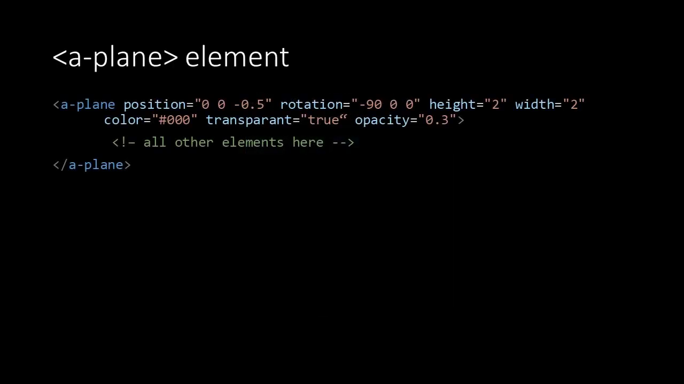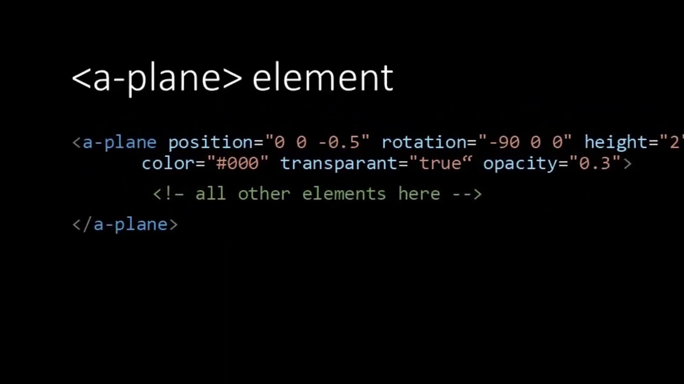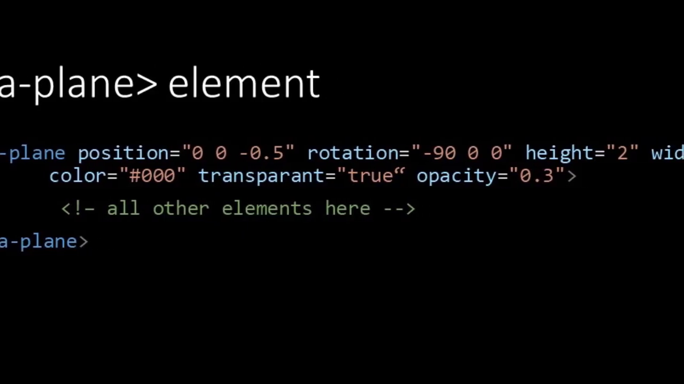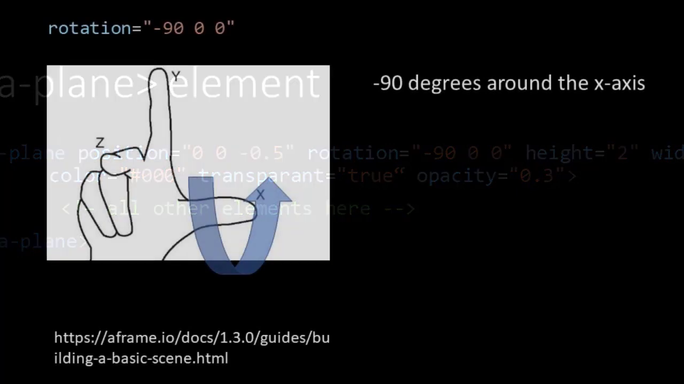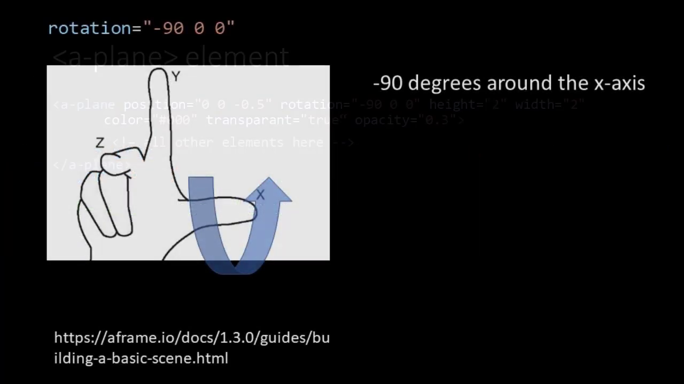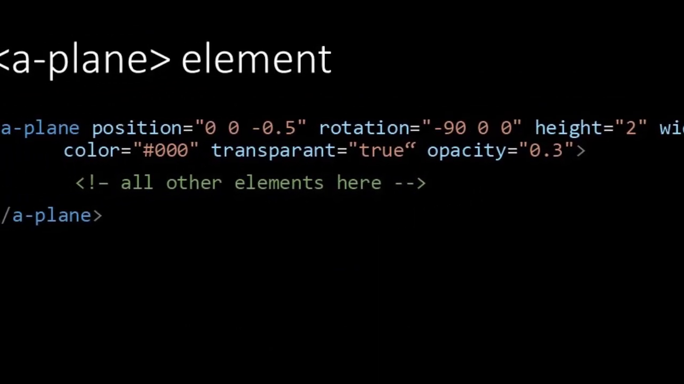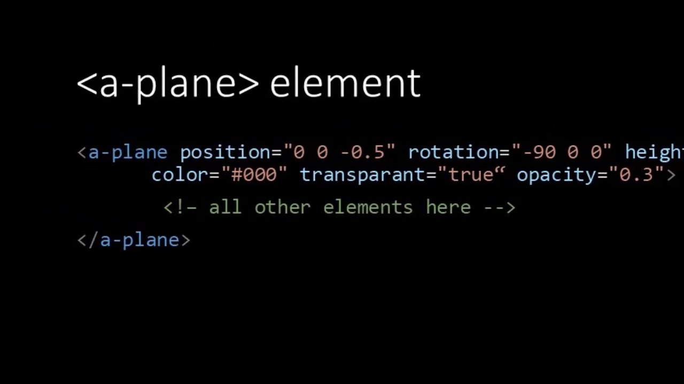So the plane element is nested in our marker, and here we see all the attributes. So the position is X, Y, and Z. So 0, 0 in the middle, and the Z value is negative, so it's pushed a little bit backwards. It's a background, isn't it? The X rotation is minus 90 degrees, because it has to stand up and not lay down. And then the dimensions, it's 2 by 2. Now the color is black, but because of the transparency and the opacity, which is rather low, it will be sort of gray.